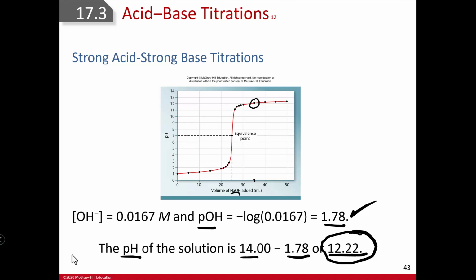Notice the equivalence point is at 7 because we're titrating a strong acid with a strong base.